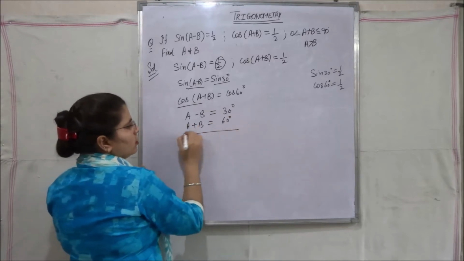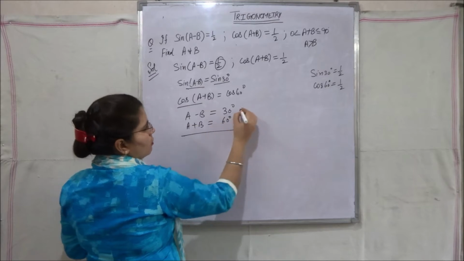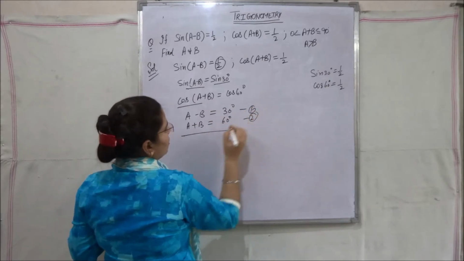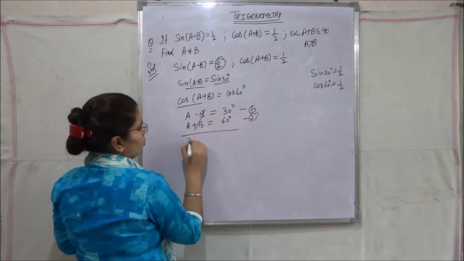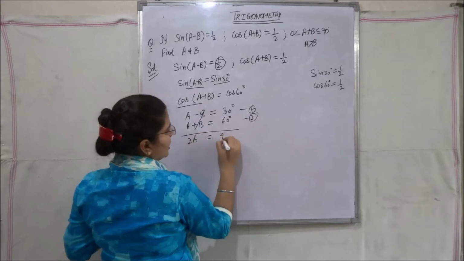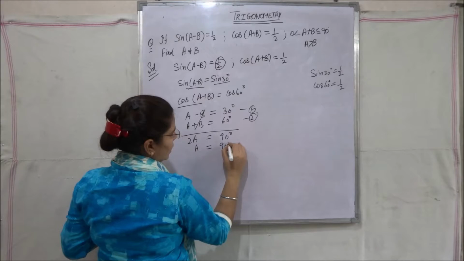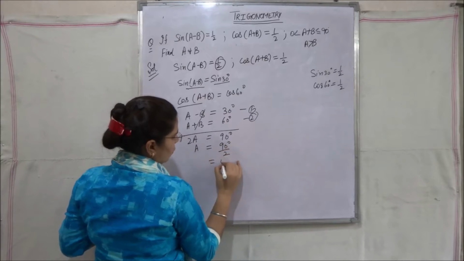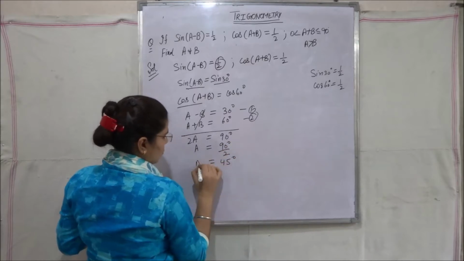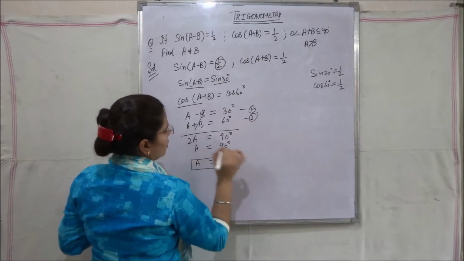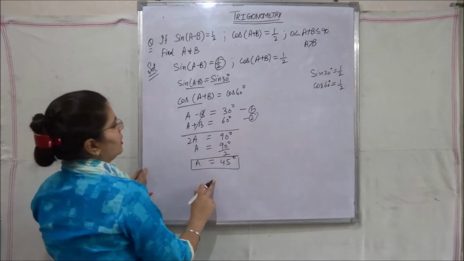Now adding equations 1 and 2, we get 2a equal to 90 degrees and the value of a is 90 degrees upon 2, that is 45 degrees. So angle A will be 45 degrees.